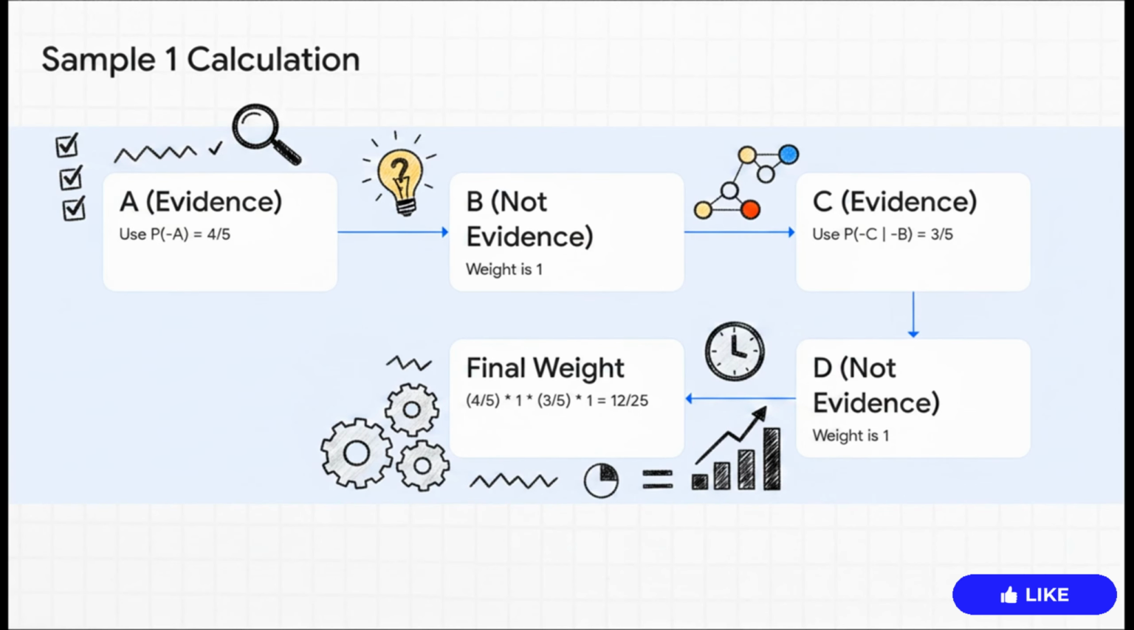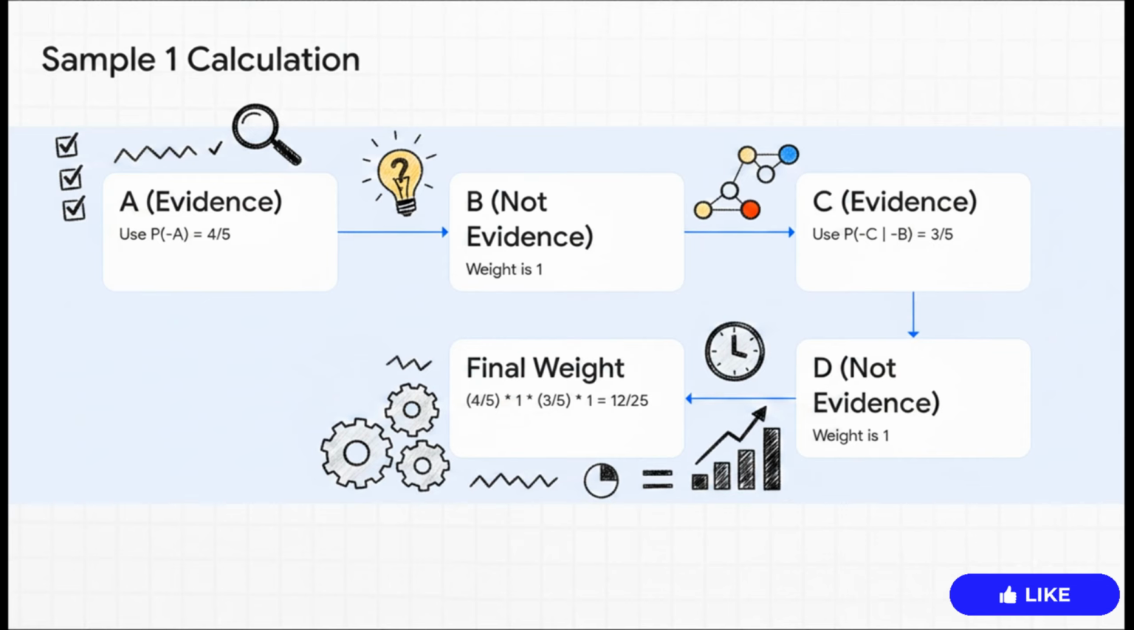Yes, the sample has negative A, so we look up P of negative A in our cheat sheet, and that's 4/5. Next up is B. Is B evidence? Nope. So for any variable that's not evidence, we just assign it a weight of 1. Now why 1? Because we're not reevaluating the probability of the whole sample, we're just adjusting its importance based on our given evidence.